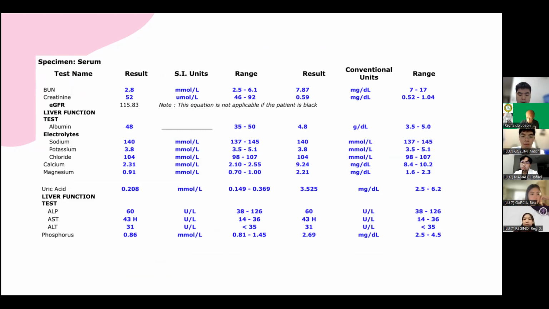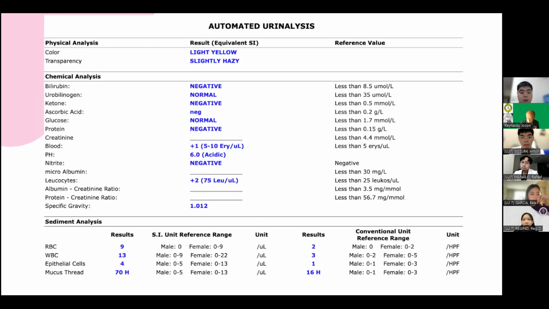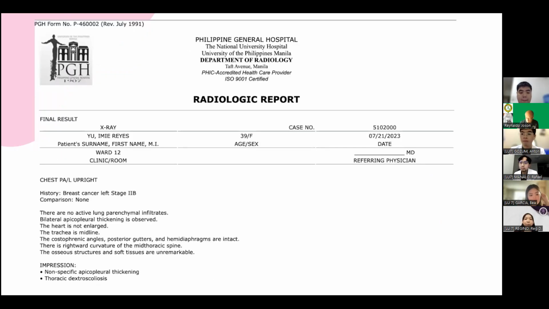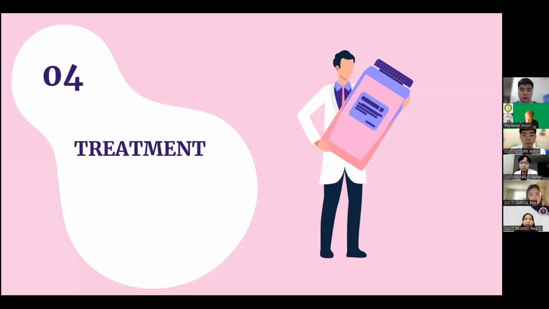Okay, so next slide. And then next slide, please. Urinalysis was also requested for this patient pre-op, and this revealed microscopic hematuria and elevated leukocytes, but otherwise a normal urinalysis. The ECG showed normal sinus rhythm, no abnormalities of any kind. Here is the clinical radiologic report of the chest X-ray. There was non-specific apicopleural thickening and thoracic dextroscoliosis, but otherwise it was a normal chest X-ray. So that's it for the diagnostics.